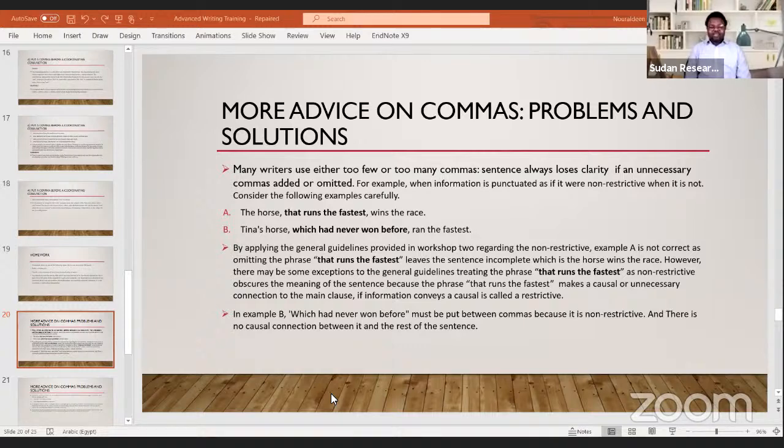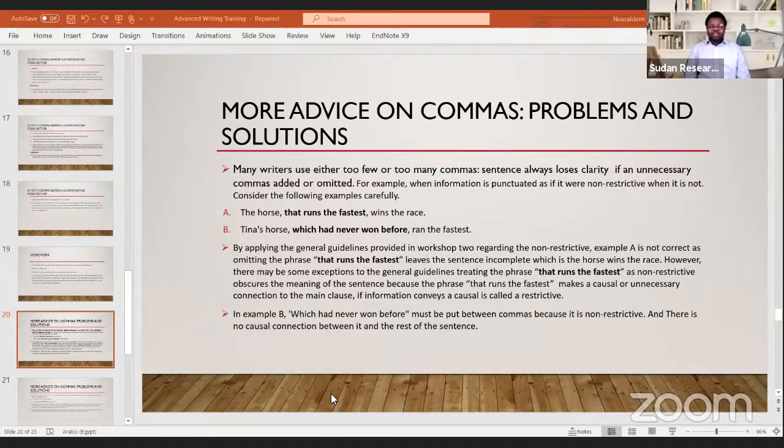And then the second, Tina's horse, which had never won before, ran the fastest. Let us consider those two. The non-restrictive information between the commas, if we take it out, the meaning of the sentence is complete. The first one, we can call it a causal connection, which is restrictive, and it is not non-restrictive.